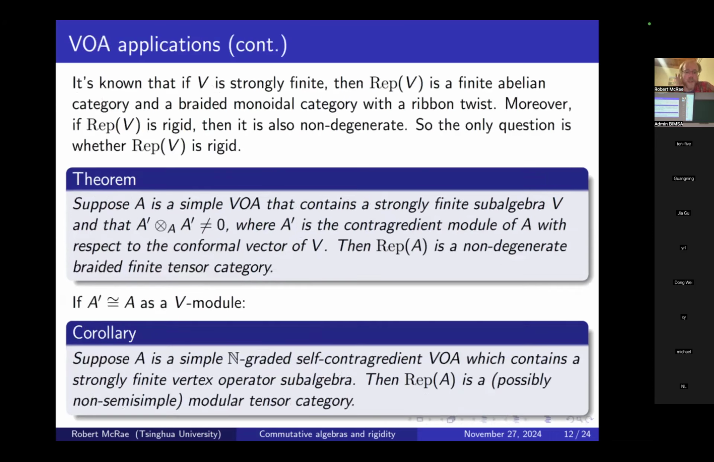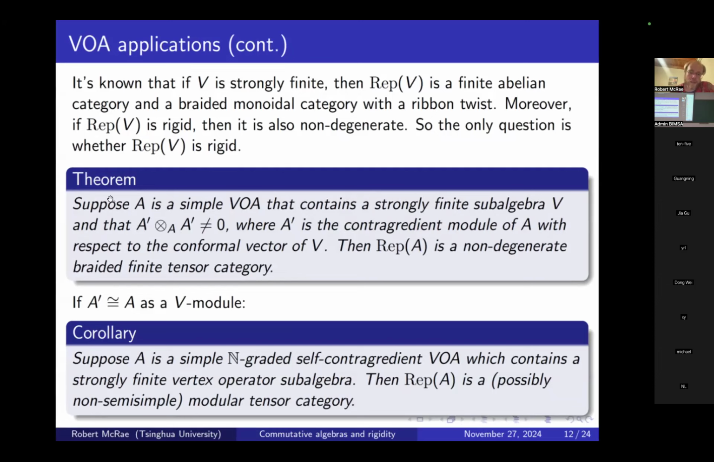So this is still a conjecture, unfortunately, but a lot of partial progress is known. So it's known that if you have a strongly finite VOA, then rep V, the category of representations, the full category of all representations, is a finite abelian category. It's also a braided monoidal category with a ribbon twist. And a few years ago, I proved that if this category is rigid, then its braiding is also non-degenerate. So the only question left is whether rep V is rigid, and that seems to be a very difficult question in general.